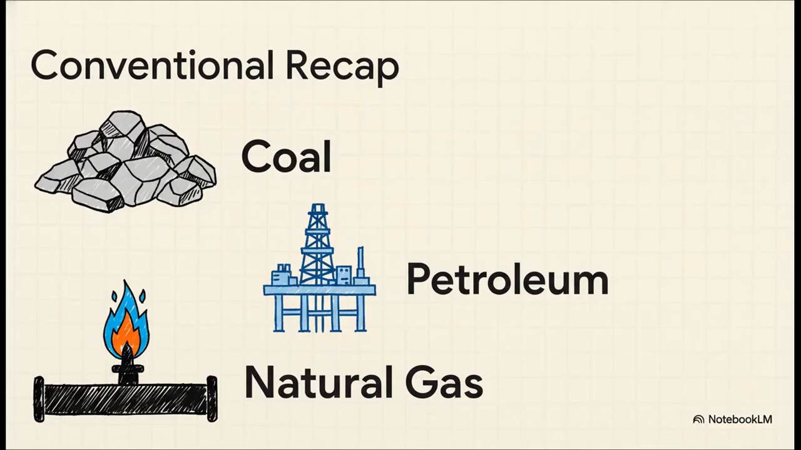So let's quickly revise the key conventional sources. Remember that coal is the most abundant fossil fuel we have in India. You should also know the 4 types of coal in order of their quality from best to worst. That's anthracite, bituminous, lignite, and peat. And for petroleum, just remember that Mumbai High is the most important region.